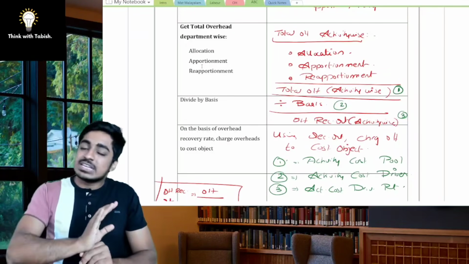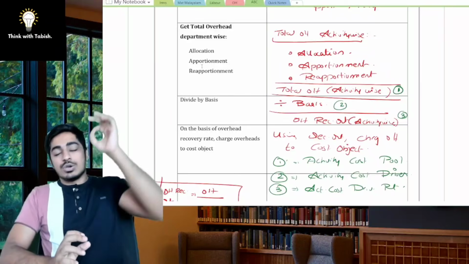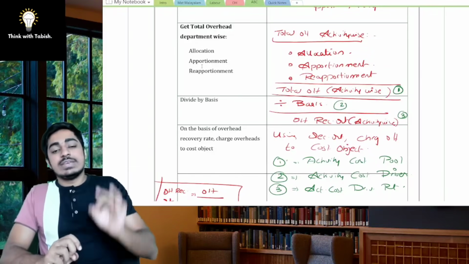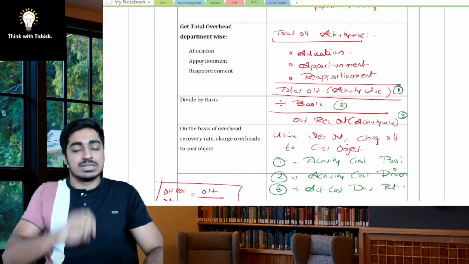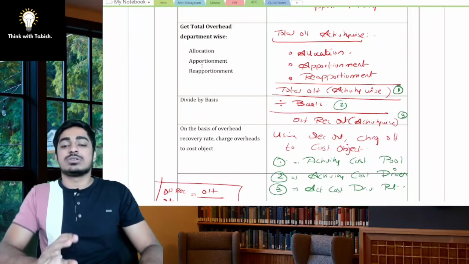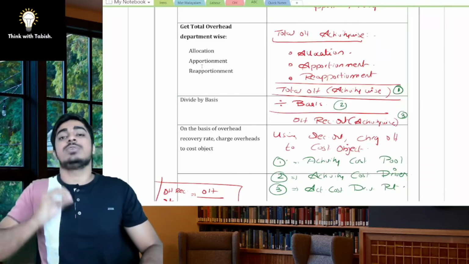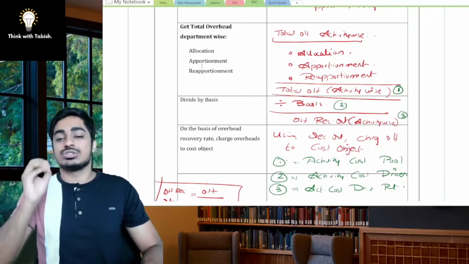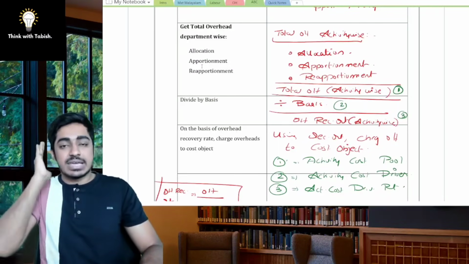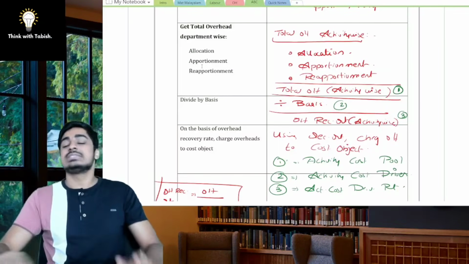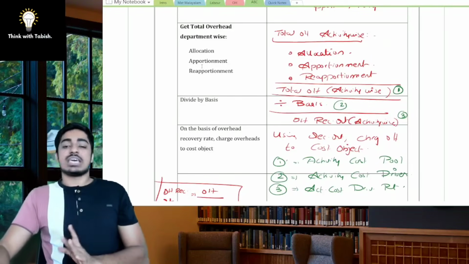And what was the final step in the departmental rate method? Using the overhead recovery rate, we charge the overhead to the cost object. The same thing happens in activity based costing. Using the recovery rate, we charge the overhead to the cost object. Yes, the steps are exactly the same, but some terminologies have changed.